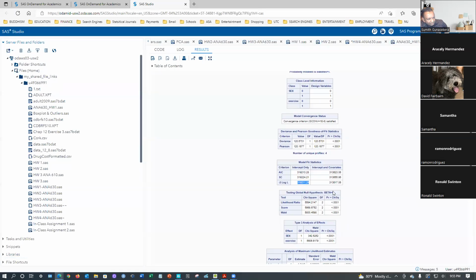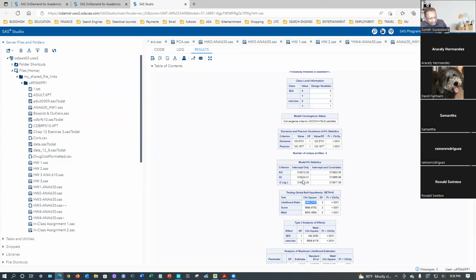So if you subtract 31 921, 31 9 20 11.28 minus 31 36 17.46, you get 5594.22, which you see here.